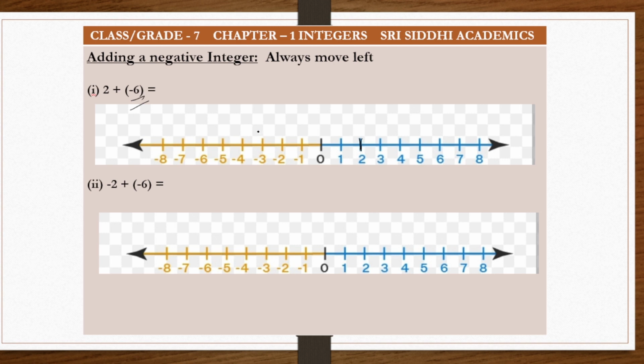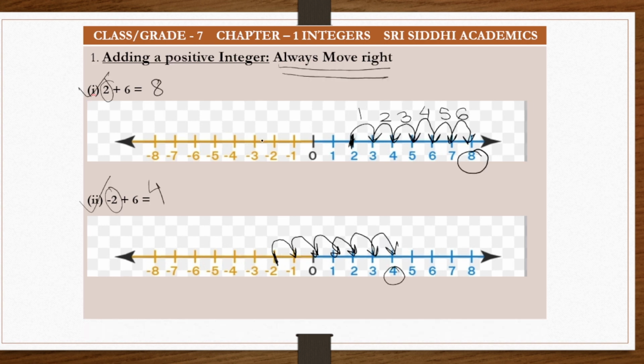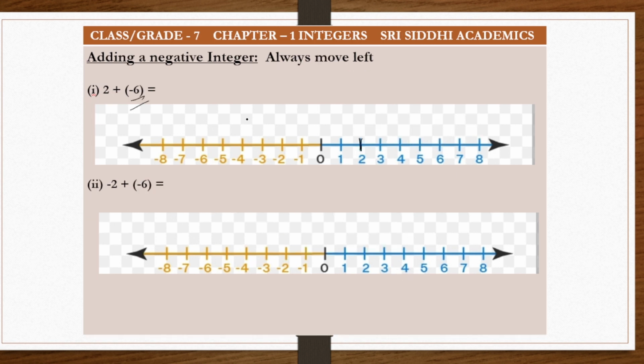While adding a positive integer, like in our previous slide, we moved towards our right. From our initial position, we moved to the right to find our answer. But here, while adding a negative integer, please note very carefully that we are moving towards our left on the number line. And by how many steps? The second number tells us the number of steps. So the minus sign determines that we will move left, and the absolute value 6 tells us that we need to jump 6 steps.